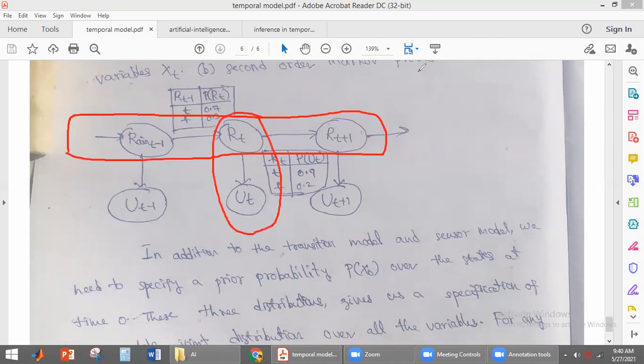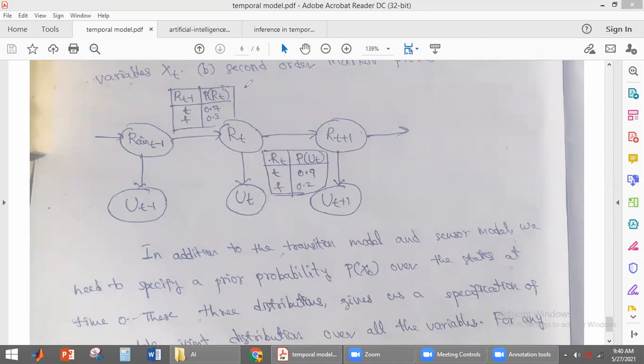If you just see this figure, if the rain yesterday is true, the probability that there is rain today is 0.7. If the rain yesterday is false, the probability of getting rain today is 0.3. So the probability of getting rain today depends on the rain yesterday.